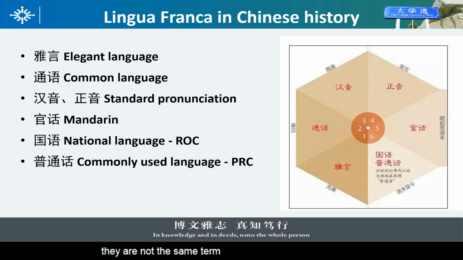Actually, they are not the same thing in history, because usually the lingua franca, or common language, was based on the capital or political center of each dynasty. So you can imagine, before the Qin dynasty, 雅言 must be some common language used by the elegant people, especially by the Zhou kings, the kings of Zhou, who originated from nowadays Shanxi province, and later the Henan region.